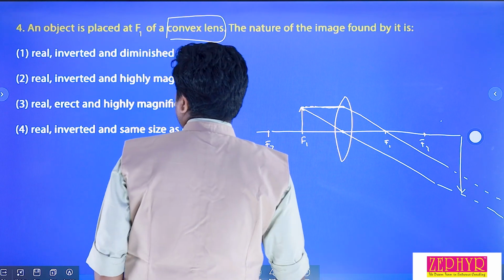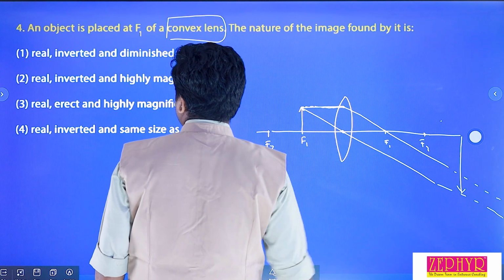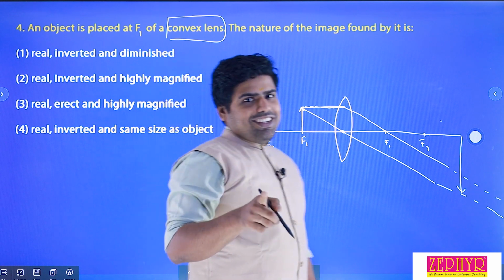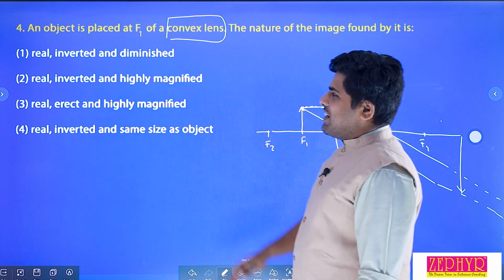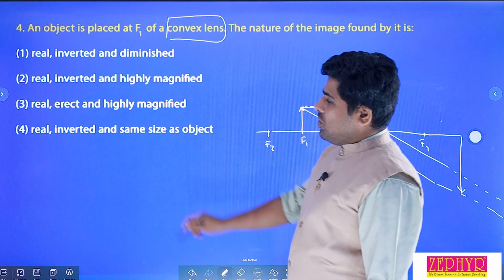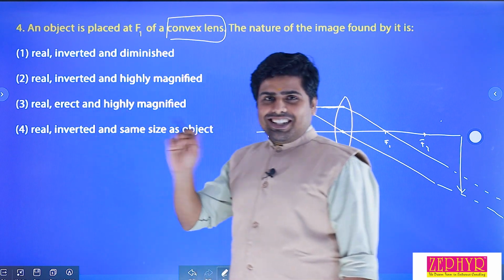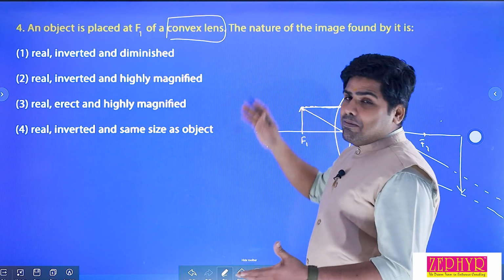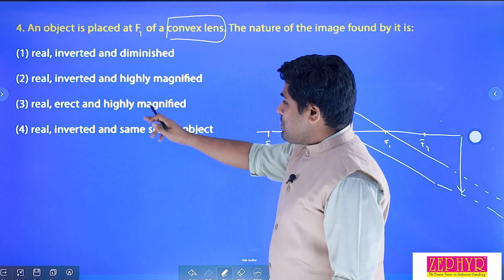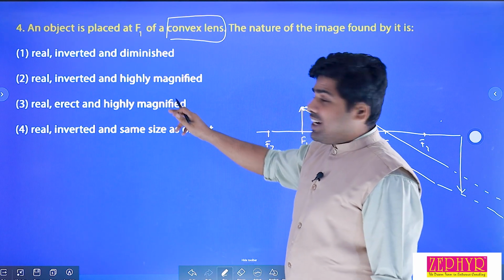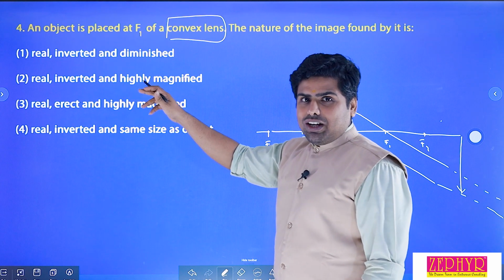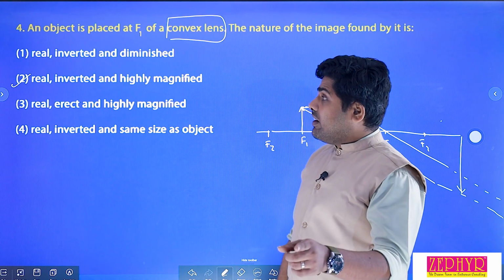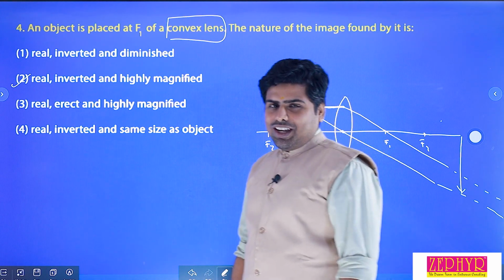So here the right option, that is the image is real, yes, image is real, so all the options consist the same term, real. And the second one, the image is inverted, so there are three options consisting the term inverted. And the last one, the image is highly magnified, so there are two options related to magnified, but one is highly magnified. So the more correct option is option 2, real, inverted and highly magnified.